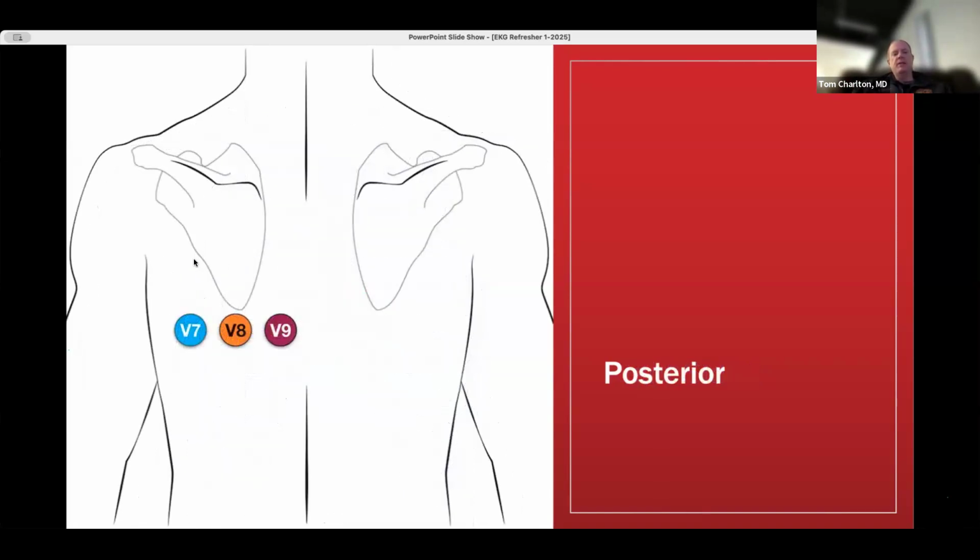We also have the ability to do a posterior EKG. This I do find to be somewhat useful, especially if you have a weird-appearing 12-lead in the traditional sense. What you do is you detach V4, 5, and 6, and you basically carry that same arc around onto the back. You start with V7, which you take V4 and put there. V5 is V8, V6 is V9. And now you have the ability to see what the backside of that heart looks like. When we get to looking at the EKGs, I'll show you why that's important.